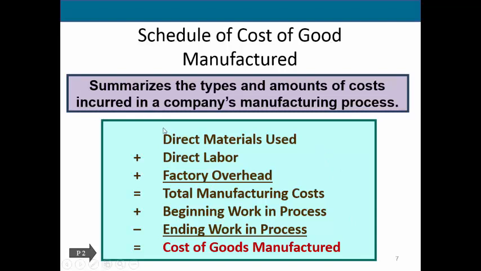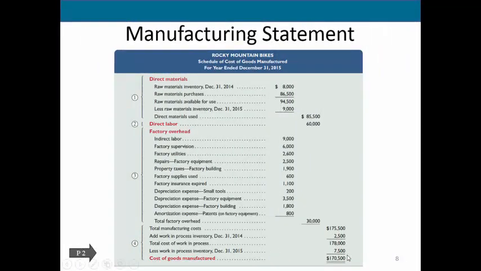You'll notice here we have our three product costs: direct materials, direct labor, and factory overhead. The sum of these three things is the sum of our product costs, so that's going to be our total manufacturing costs in the current period. Add to that whatever we already had in our work in process. That gives us the total amount that we're working on here. Subtract out whatever it is that we finish, and that gives us the cost of the goods that we have manufactured during the current period.